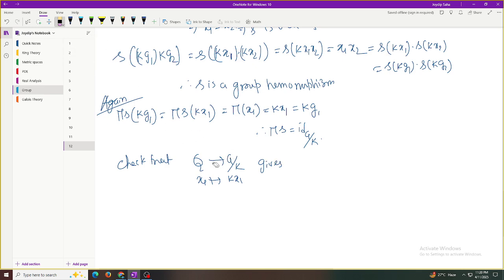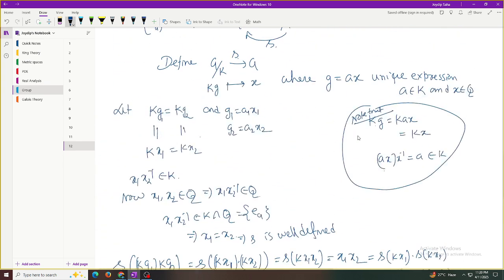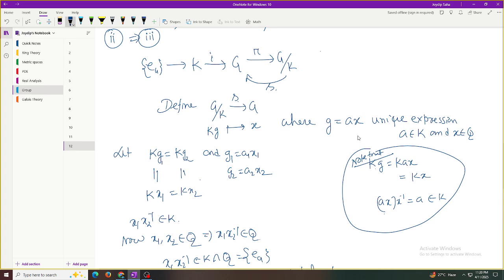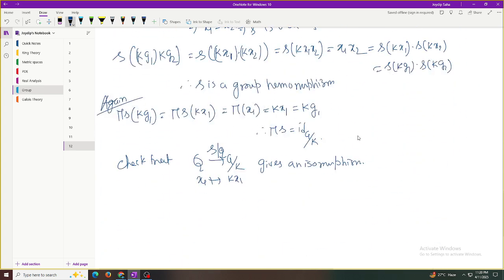That means S restricted to Q gives an isomorphism. Oh, not S restricted to Q. I should write pi restricted to Q. Pi restricted to Q gives an isomorphism.